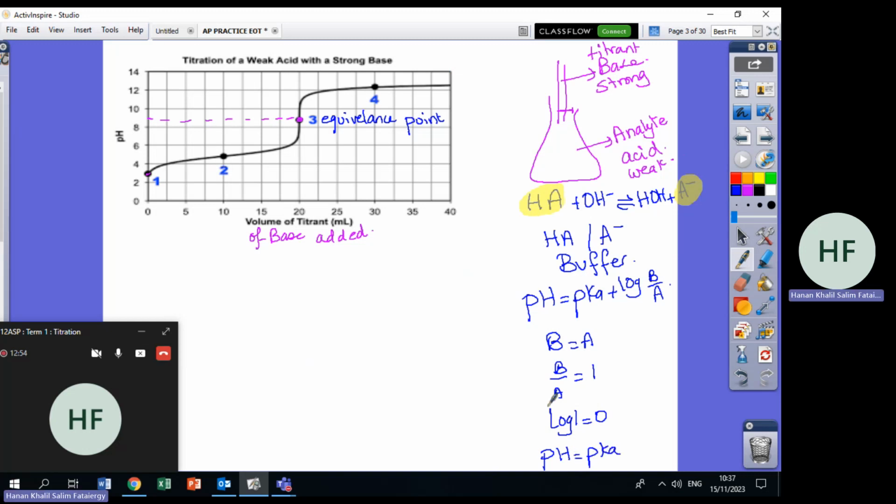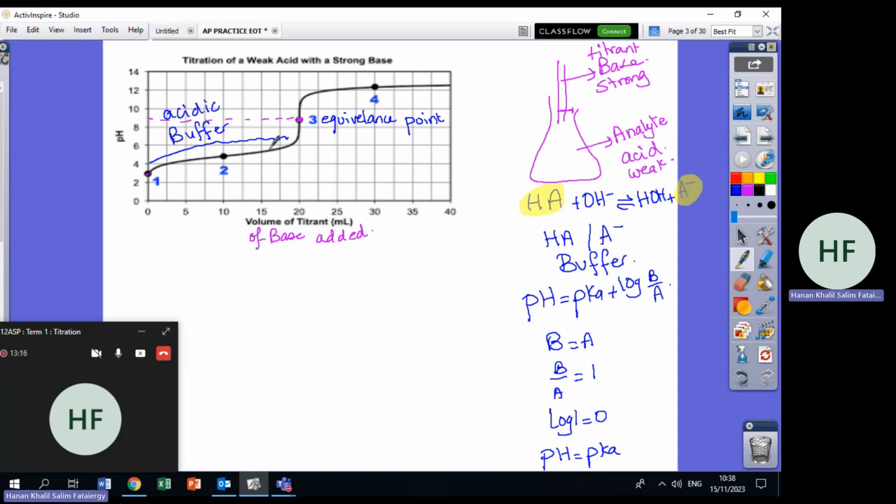Where is this point on the graph? Okay, the buffer region, where I have a weak acid and I'm adding a strong base to it, is this region. So this whole region is called the buffer. What type of buffer do I have? I have an acid and its conjugate base, so this is an acidic buffer.